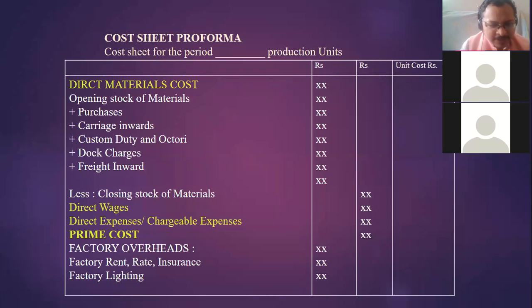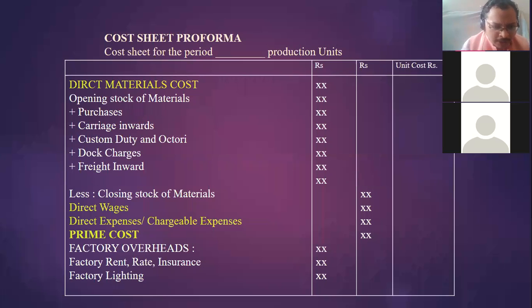And direct expenses are those expenses without which production cannot be possible. Sometimes we have to include royalty on production. If you're paying royalty on production, you cannot make the product. So these are the main heads: direct material, direct wages, and direct expenses. Direct wages we also call direct labor. This will give you your prime cost. Is this clear, everyone?